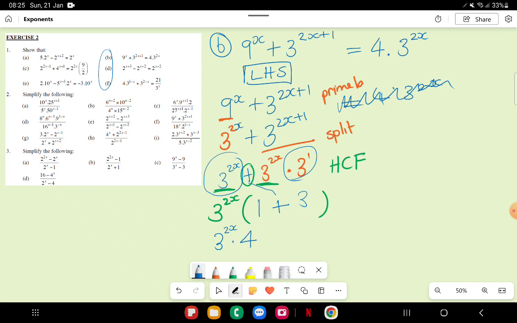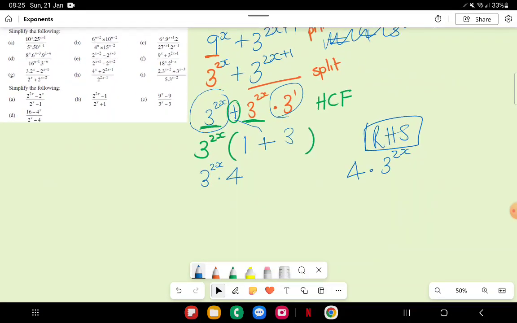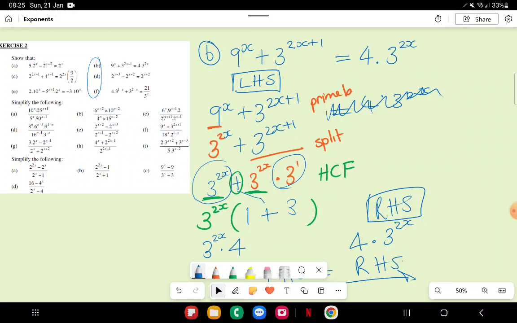Okay. If I look at my right hand side, I have 4 times 3 to the power of 2x. So now I know, like on my right hand side, I have 4 times 3 to the power of 2x, which is exactly the same. And I can say left hand side is equal to right hand side, and that is your answer. You have proven that. Okay, let's do question D.